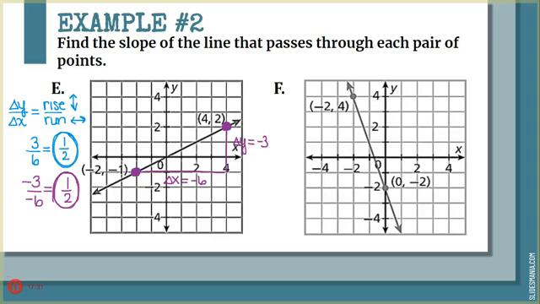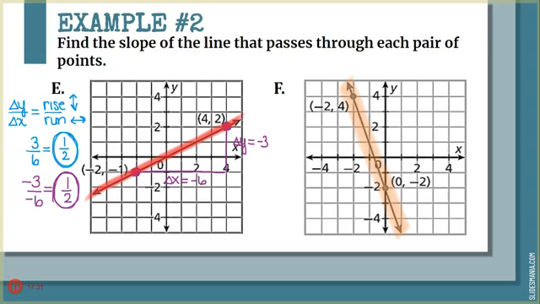And notice, our line should be a positive slope because it's going uphill from left to right. So you can even start at the beginning and say, okay, this line is going downhill from left to right, so I know my slope should be negative. If you don't get a negative slope, then you made a mistake.